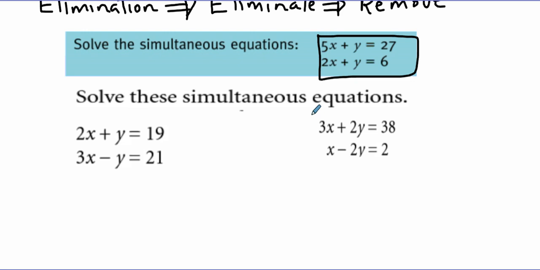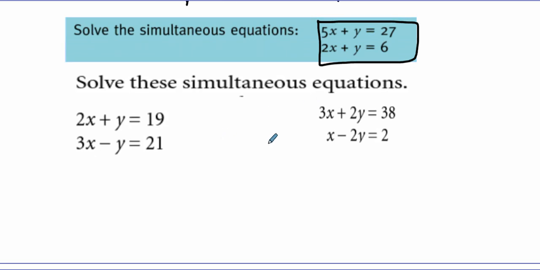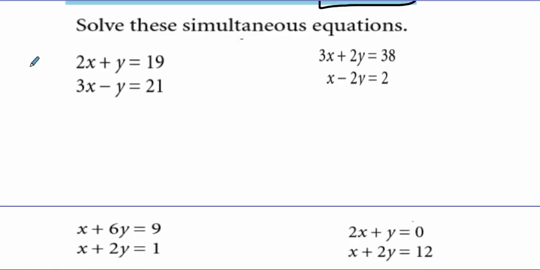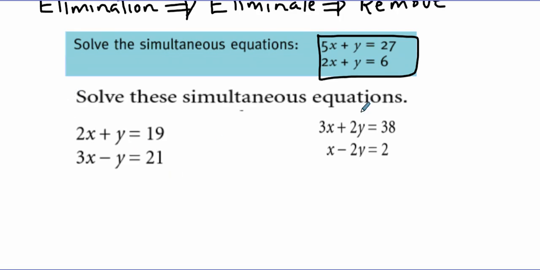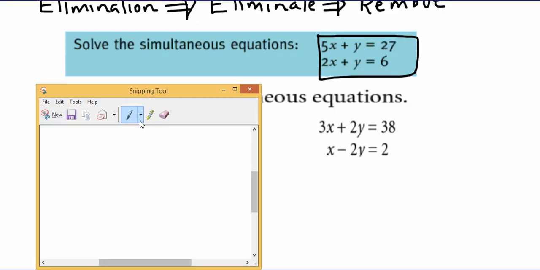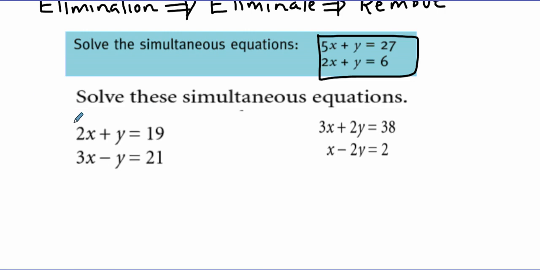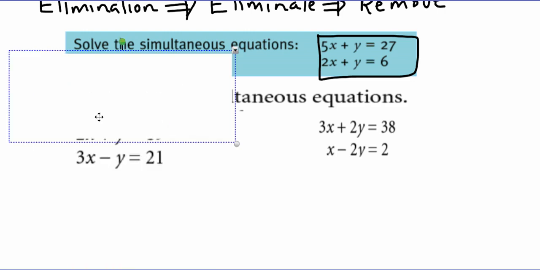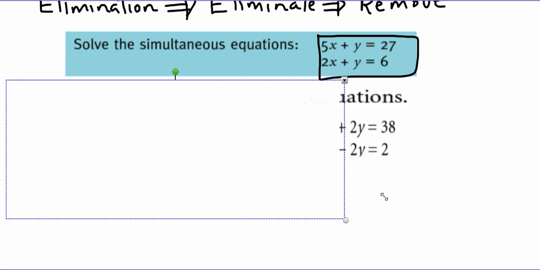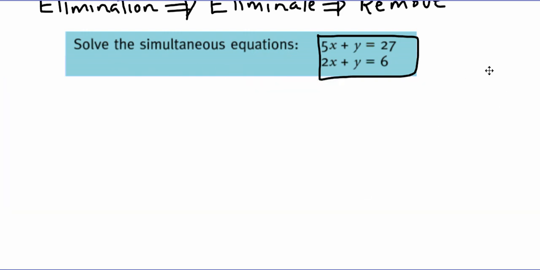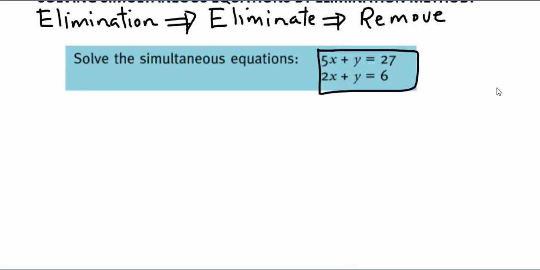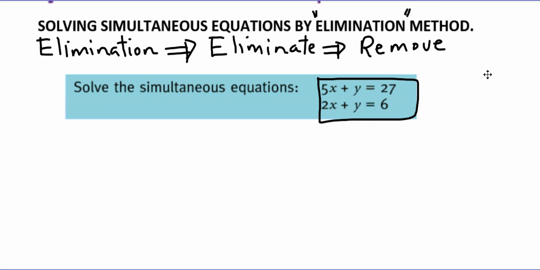Okay, we have 5x plus y equals 27, and we have 2x plus y equals 6. Let me find a space for this question. I overlooked the space for that, so let me do that. Okay, paste over here. Good. Let me block these questions. Yes. Good. All right. Solve the simultaneous equations.